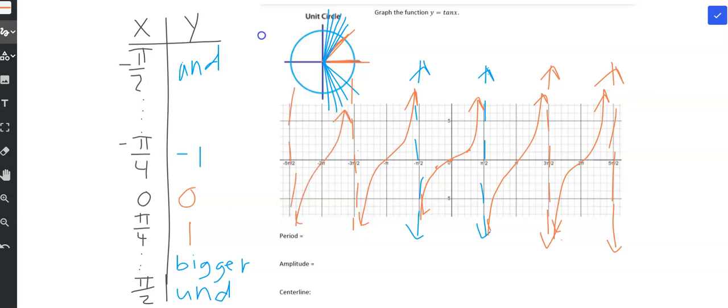Like the other ones, okay? What's the center line of the wave? Isn't it still y equals 0? How about that amplitude? It does not exist. That's right. There is no amplitude because you can't measure the distance to the top or bottom. And don't try to throw infinity at me. It doesn't exist. There is nothing for the amplitude.